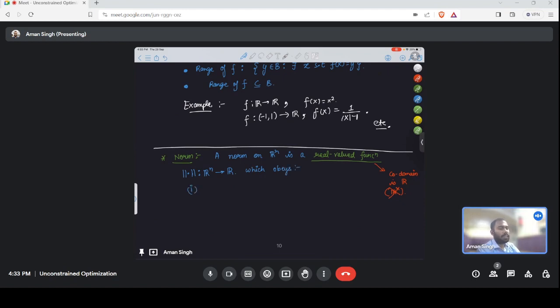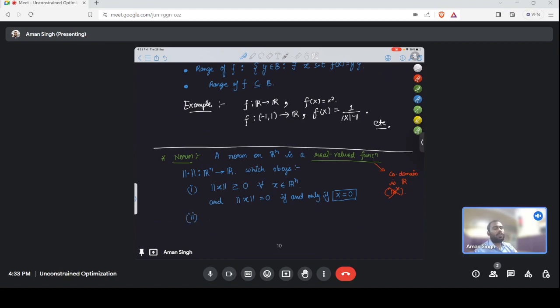The first rule that it has to follow is that mod x has to be always greater than or equal to 0 for all x belonging to Rn, and mod x equals 0 if and only if x equals 0. So all the components of x should be 0, then only the norm of x should be 0, otherwise it has to be greater than 0.